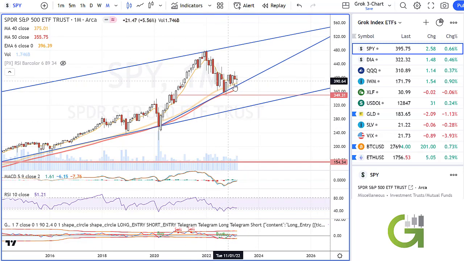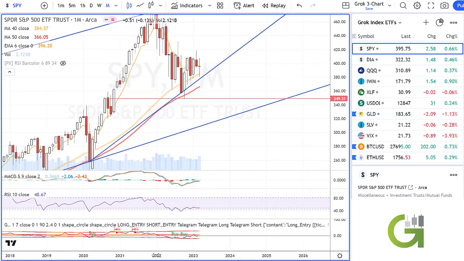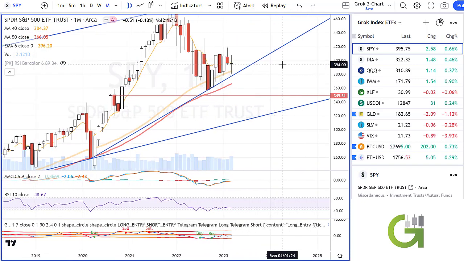It's staying down there, and this thing could break this area of support and then quickly get to this level of support. So in other words, the S&P 500, the Spider, could get down to the 350, 349 area pretty quickly if it breaks that support level.